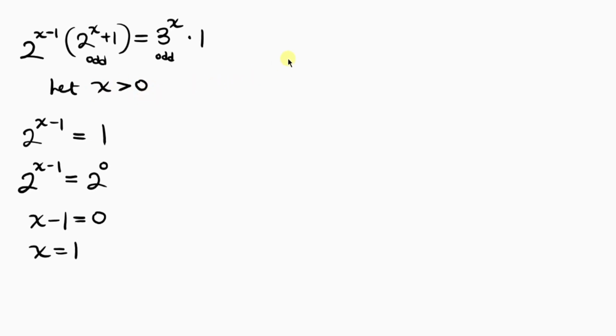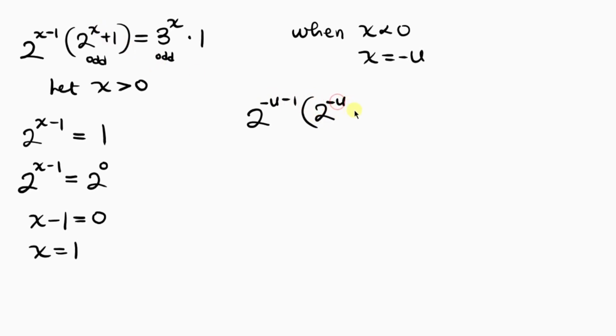Now, what if x is negative? So let me use the word, when x is negative, we can represent x with any variable. Let's say let x be equal to negative u. So we're going to be putting it here into this expression. So this becomes 2 to the negative u minus 1 times 2 to the negative u plus 1, and this is equal to 3 to the x, which is 3 to the negative u.